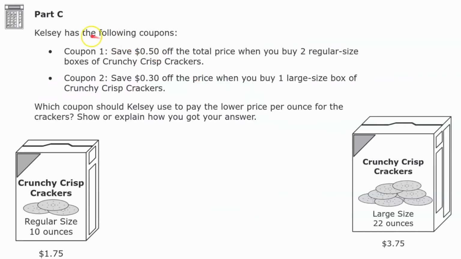Part C. Kelsey has the following coupons. Coupon 1 says to save 50 cents off the total price when you buy 2 regular size boxes of Crunchy Crisp crackers. Coupon 2, you save 30 cents off the price when you buy 1 large box of Crunchy Crisp crackers. Which coupon could Kelsey use to pay the lower price per ounce for the crackers? Don't forget to show or explain how you get your answer. Pause now, come back when you're ready.